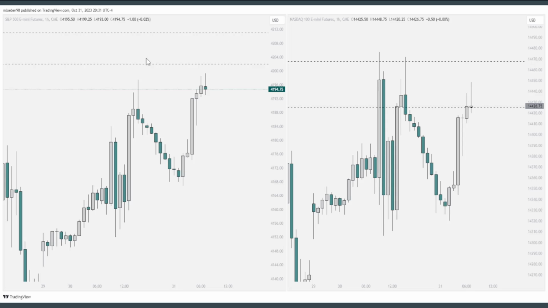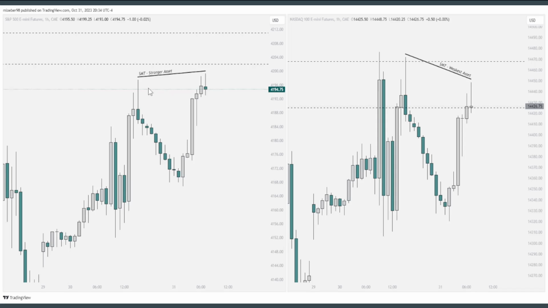So moving on to our hourly chart on the S&P 500 and the NASDAQ. I have marked off the volume imbalance on the daily here for the S&P 500, and the volume imbalance is here on the daily for the NASDAQ. And as you can see, we are inside of that higher time frame PD array on the NASDAQ, but we are not inside of it on the S&P 500.